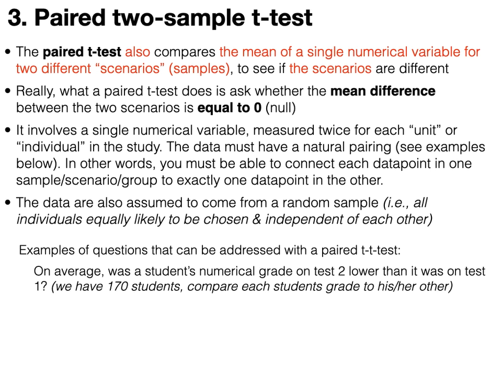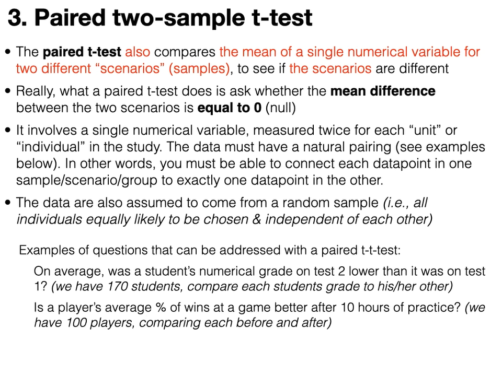Here's some examples of questions that can be addressed with a paired t-test. On average, was a student's grade on test number 2 lower than their grade on test number 1? And so in this example, suppose we might have 170 students and we compare each student's grade on the second test to their grade on the first test. Another example could be, is a player's average percent of wins at some game, like, I don't know, like ping pong or something, is their percent of wins at ping pong better after 10 hours of practice than their percent of wins before 10 hours of practice?